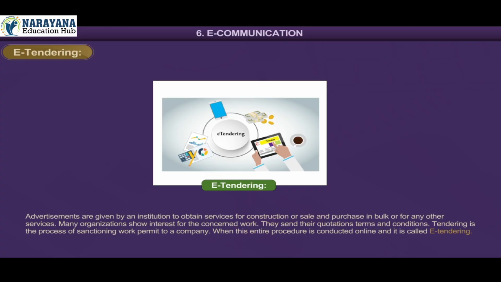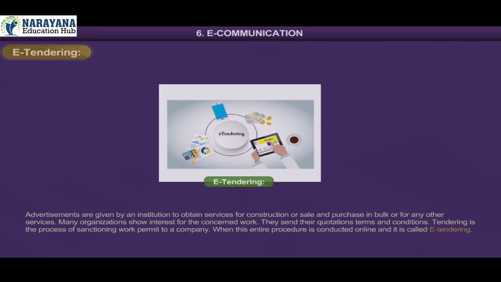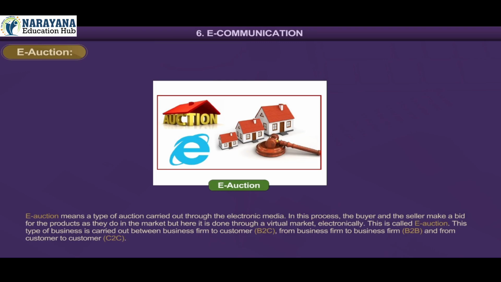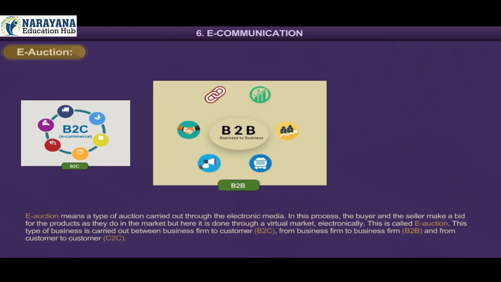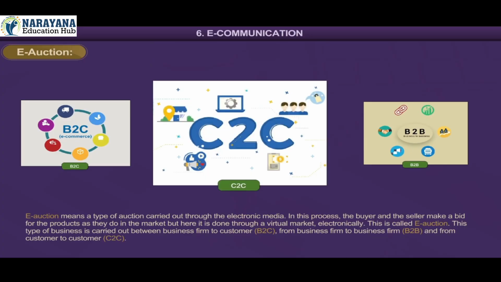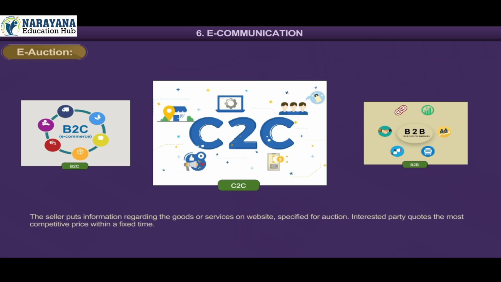E-auction. E-auction means a type of auction carried out through the electronic media. In this process, the buyer and the seller make a bid for the products as they do in the market, but here it is done through a virtual market electronically. This is called e-auction. This type of business is carried out from business firm to customer, that is B2C, from business firm to business firm, that is B2B, and from customer to customer, that is C2C. The seller puts information regarding the goods or services on a website specified for auction. The interested party quotes the most competitive price within a fixed time.